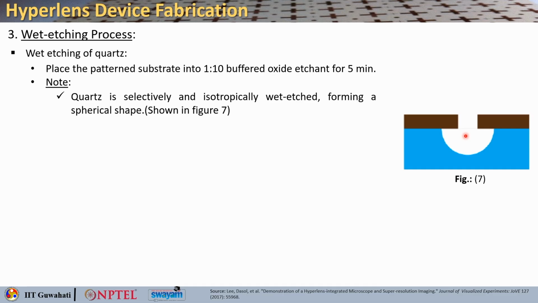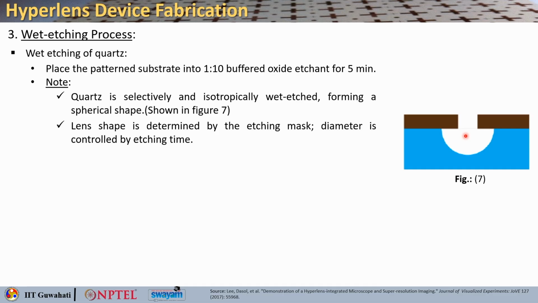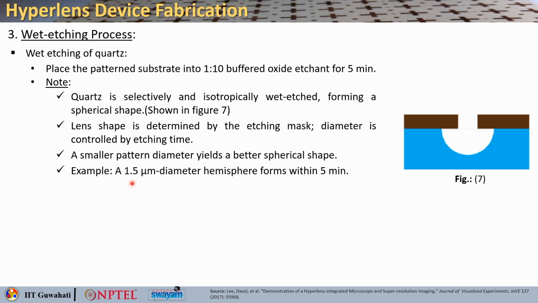So, that will form a spherical shape, and the lens shape is determined by this mask, and the diameter basically controls the etching time. So, a smaller pattern diameter basically yields a better spherical shape. You will see, for example, a 1.5 micron diameter hemisphere forms within 5 minutes.